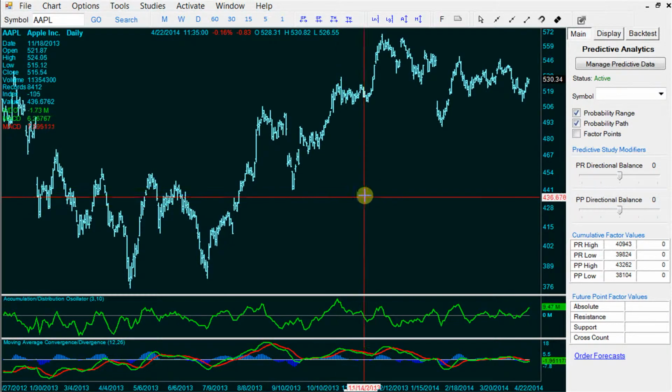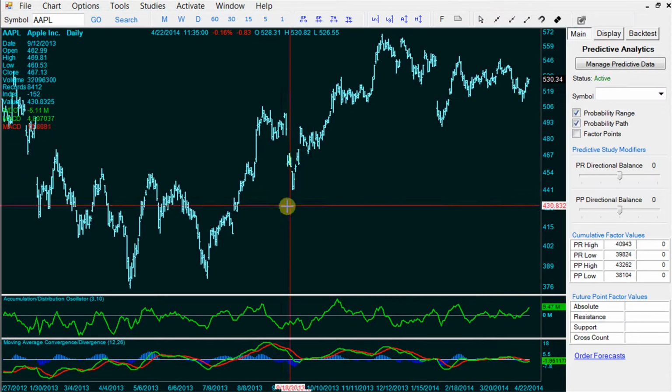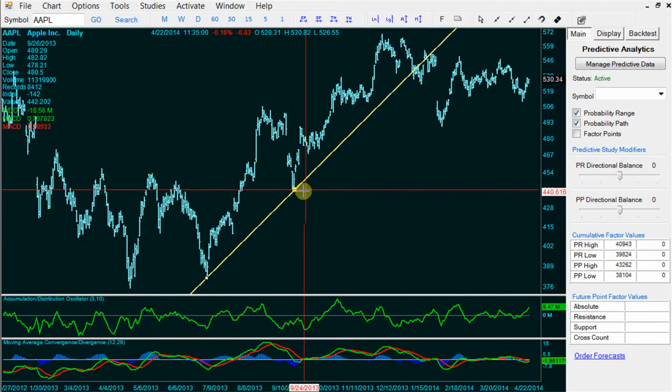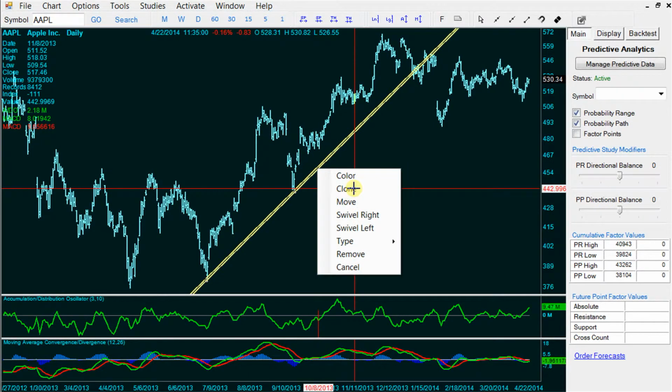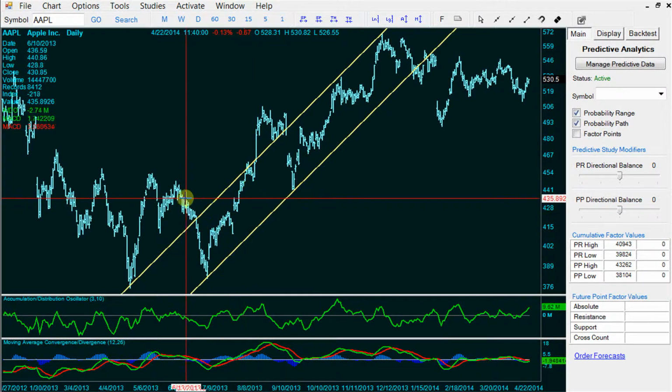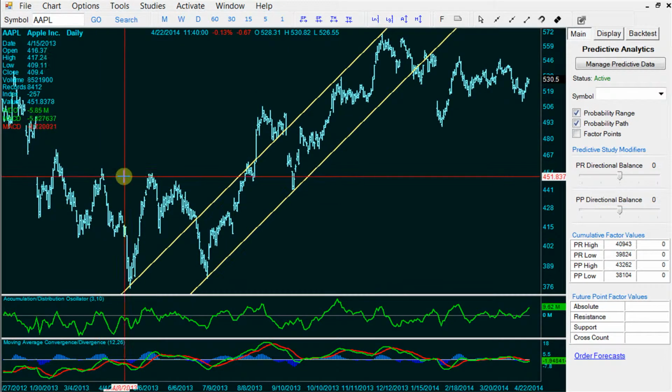I'm going to create my trend channel by encapsulating the trading range between two parallel lines. Now I'm going to create a symmetry line that extends to one of the reversal points in the past.